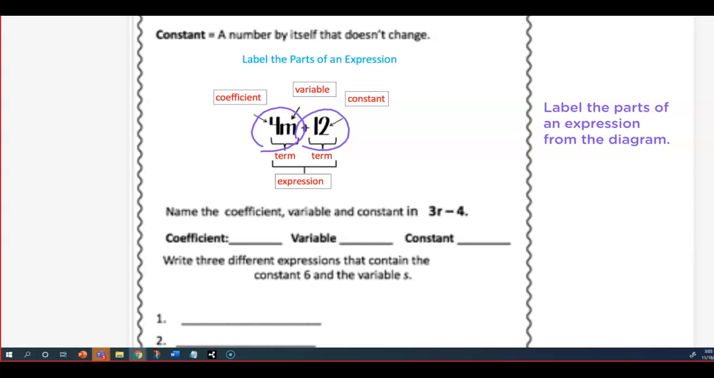When we did the distributive property, we multiplied the outside number by the terms on the inside of the parentheses. So we've been working with terms. Variable is our letter. Constant is just the regular number. It's not attached to anything. A variable can be attached to a coefficient or it can just be by itself.